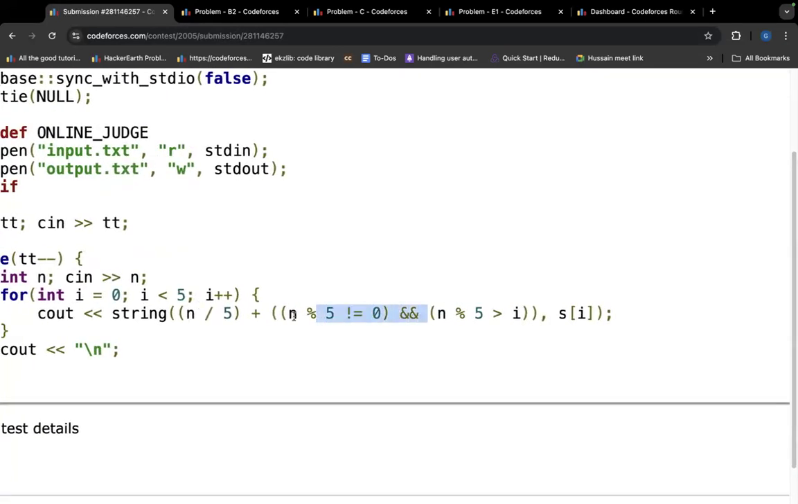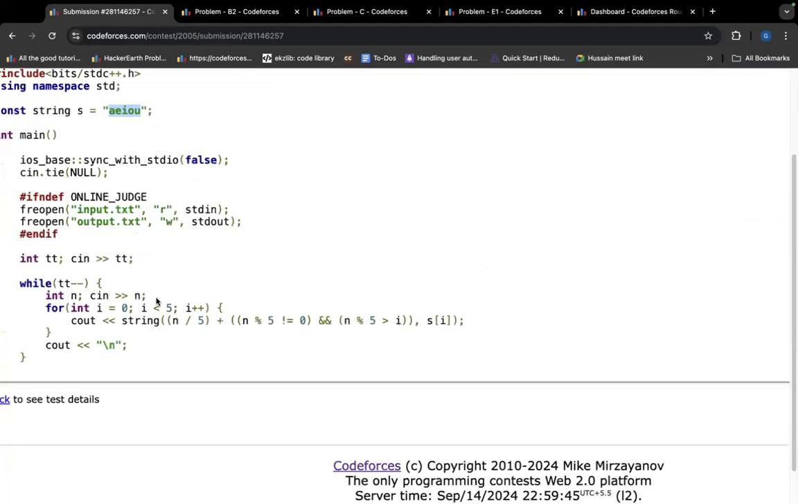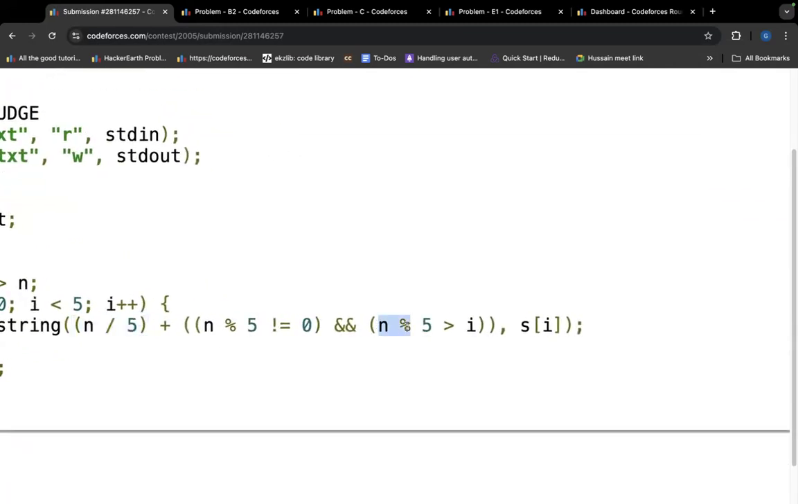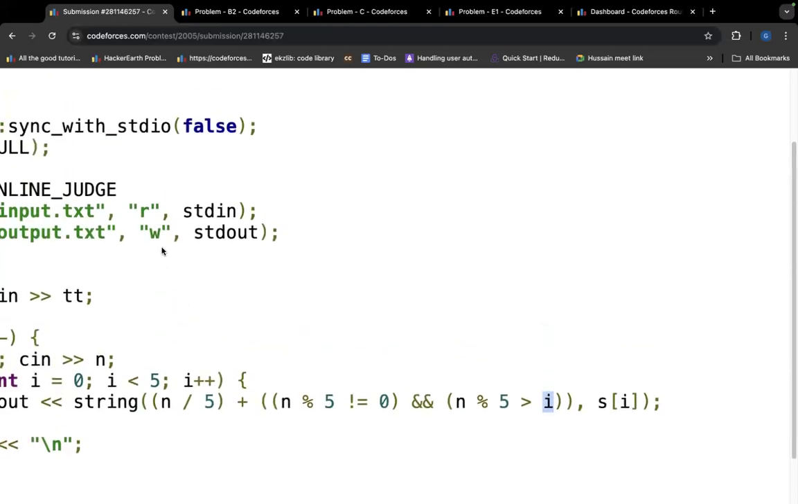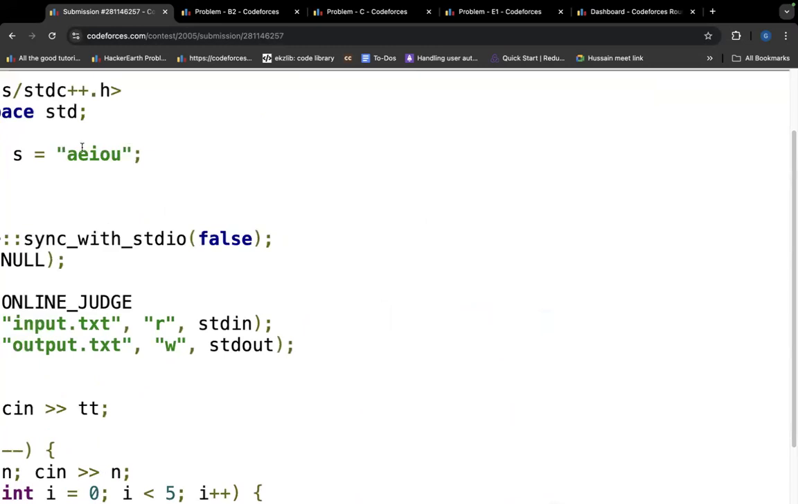I have my string S, which is A, E, I, O, U. I iterate from i equal to 0 to i equal to 5. I want to print those characters. I will print n by 5 occurrences of that character, and after that, if n modulo 5 is greater than i, it means that if n modulo 5 was 1, then I would want to have an extra 1. If it was 2, then I would want to have A and E.